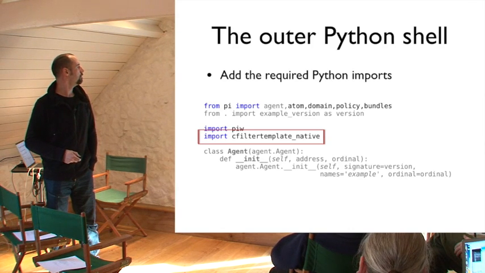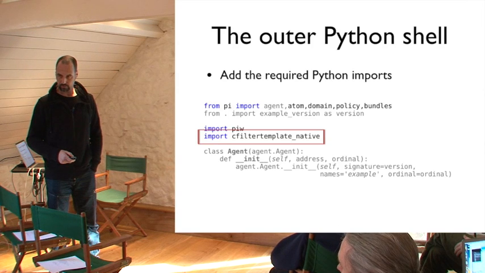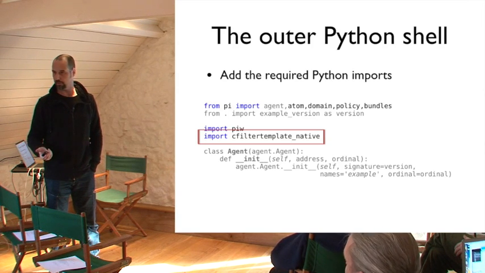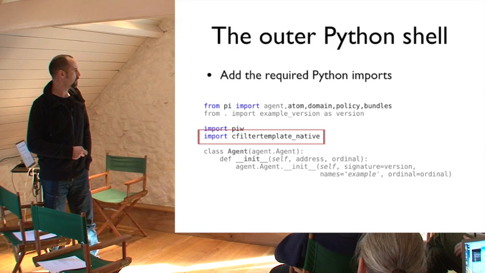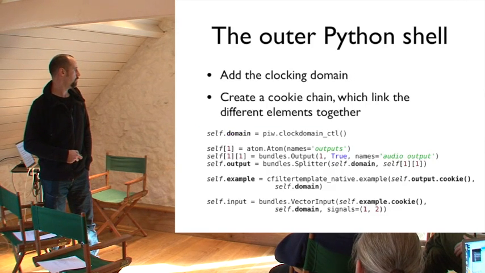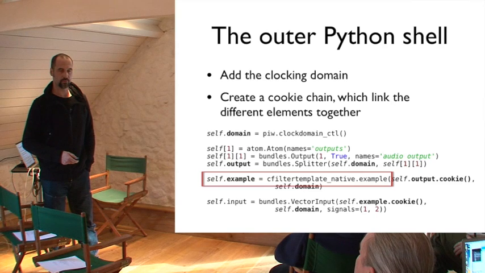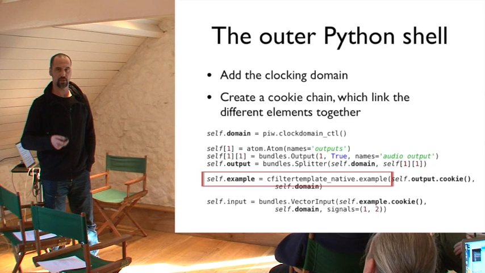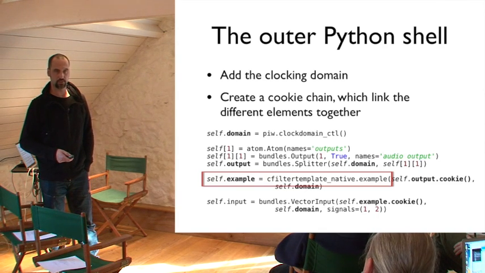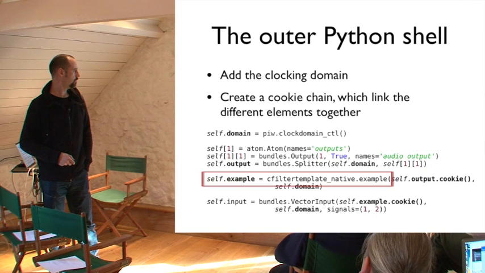So essentially, if I have a Python-only agent, I don't need a pip file. You don't need the pip file. The C-filter template native is what's being used here to actually instantiate in that namespace a class called example, which has then the C++ implementation and gets the cookie passed in and the clocking domain. Are these files generated in the source directory? No, they're generated in the build directory. You'll see a temp directory being created, and all the build products are down in the bowels of that somewhere.